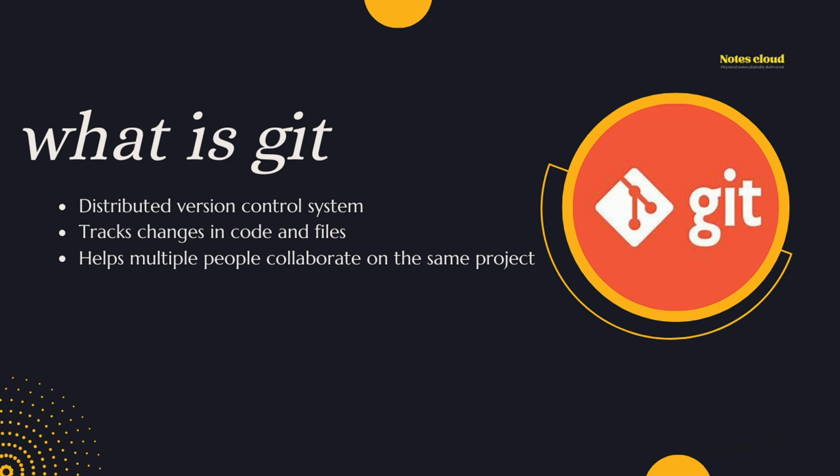Git is a distributed version control system. That might sound complicated, but it's not really. Think of Git as a tool that tracks all the changes you make to your files. Whether you are writing code, editing a document, or working with any kind of files, Git keeps track of every change and allows you to go back to a previous version if something goes wrong. It's super useful because it helps multiple people work on the same project at the same time, without overwriting each other's changes.